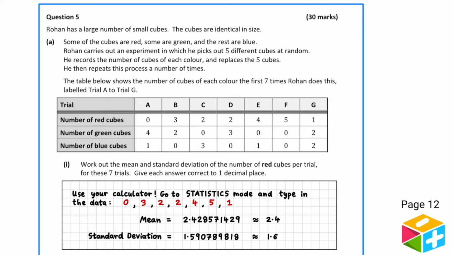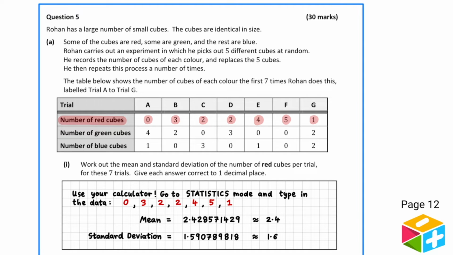Well, looking across the 7 trials, the number of red cubes were 0, 3, 2, 2, 4, 5, and 1. We'll need to find the mean and standard deviation of this data. Thankfully, modern-day calculators can find these quantities for us. If you go to statistics mode and type in our data, then the calculator will return the mean and standard deviation for you.